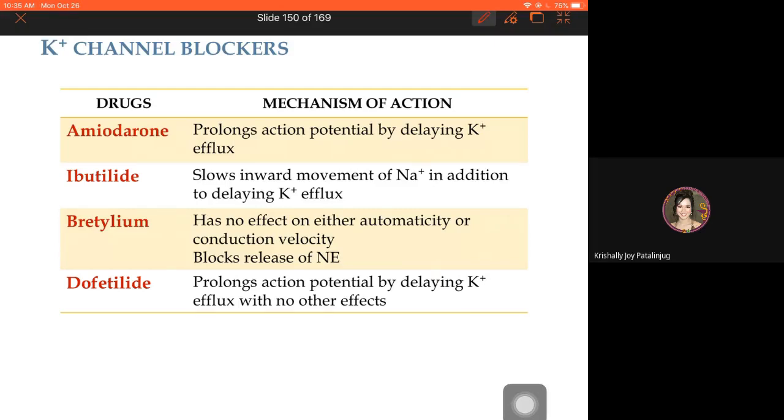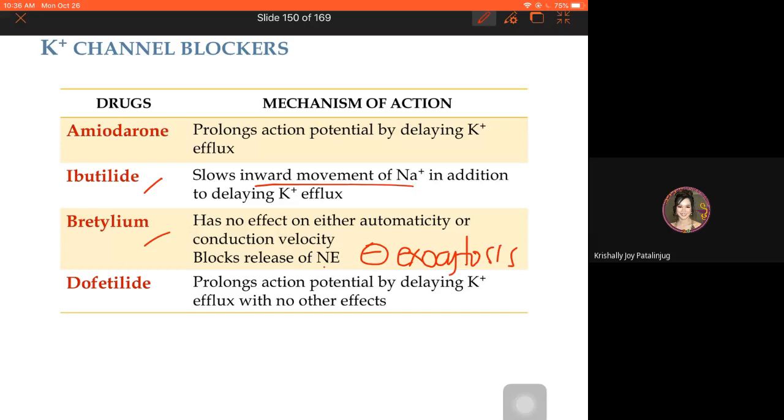For the mechanism of action, the bottom line is that they have a potassium channel blockade effect. Although they have some additional actions. For example, ibutilide also slows down the inward movement of sodium ions. Again, that is its additional action, it also blocks sodium ion channels. For bretylium, its additional action is that it inhibits the exocytosis of norepinephrine.